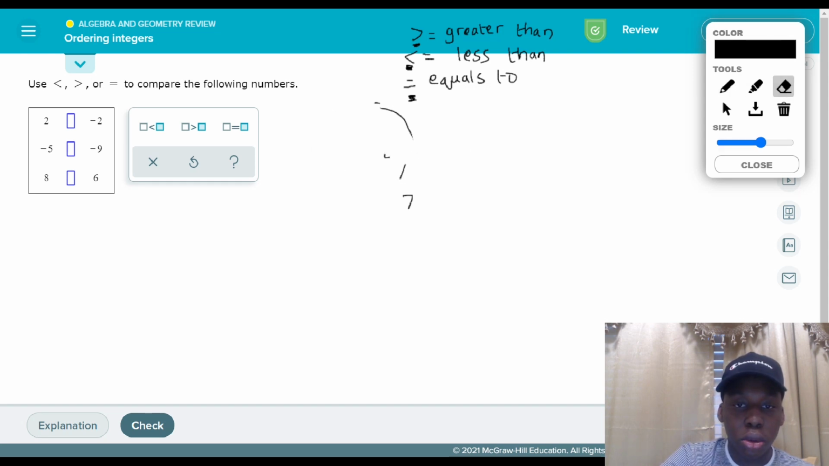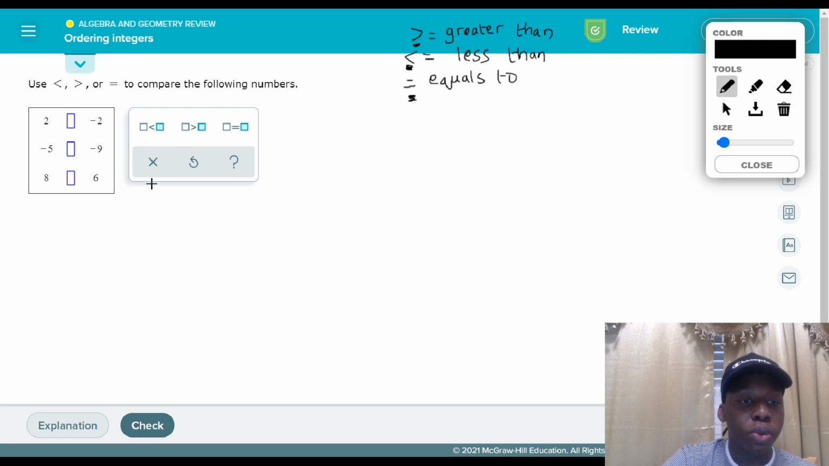Let's look at the question. The question tells us to use the less than sign, which is this, the greater than sign, which is this, or the equals to sign, which is this, to compare the following numbers. This is the first question, this is the second, this is the third, each a separate question. We're asked to use these symbols to compare the numbers, and we have to observe the numbers in this case.